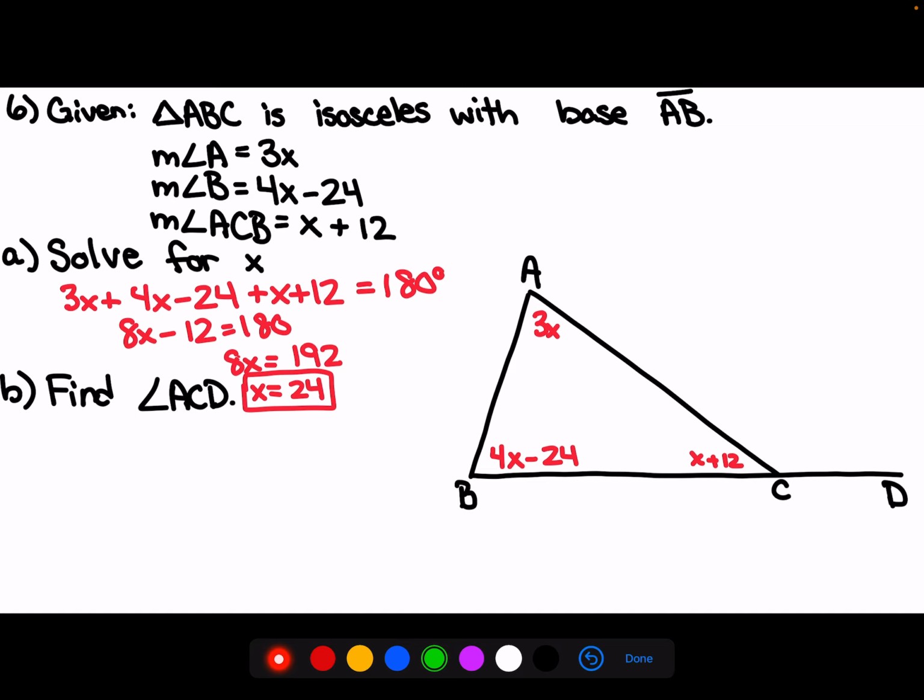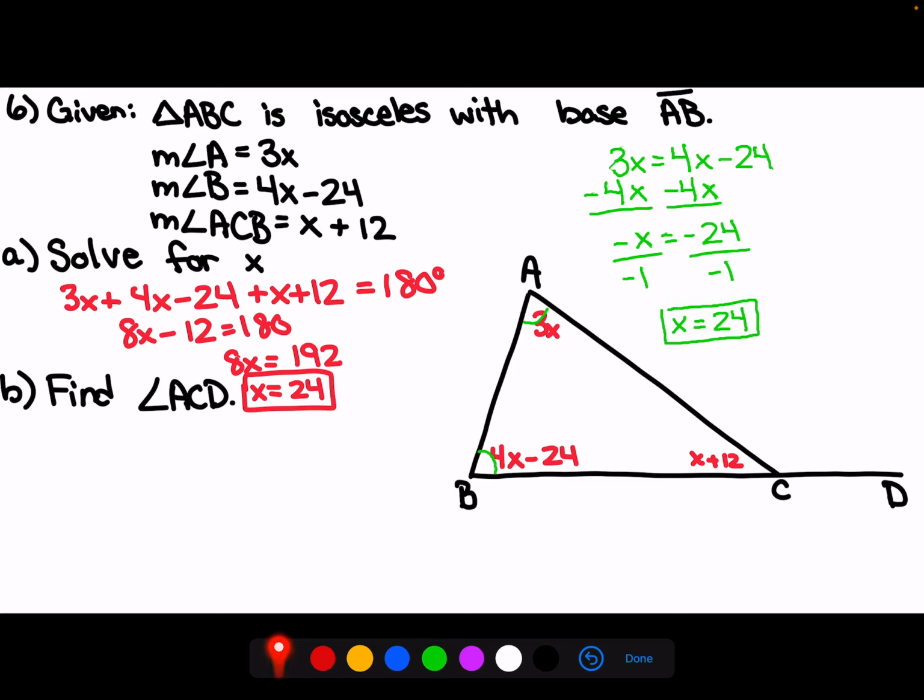The other way that you can do this for part A is we know that this is isosceles with base AB. So angle A and angle B are base angles. And we know in an isosceles triangle, base angles are congruent. So we can say 3x equals 4x minus 24. From there, we can go ahead and solve for x as well. This is just another way to solve for x. And we would have gotten negative x equals negative 24. From here, we divide both sides by negative 1, which will give us x equals 24. So as we can see, regardless of which way we solve for x, we would have gotten x equals 24 as a result. Now from here, there's a couple different ways that you can solve for this.